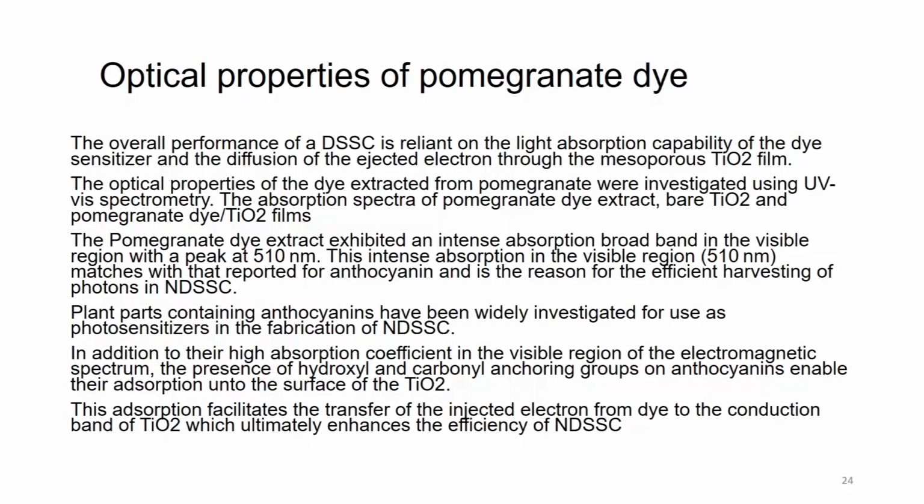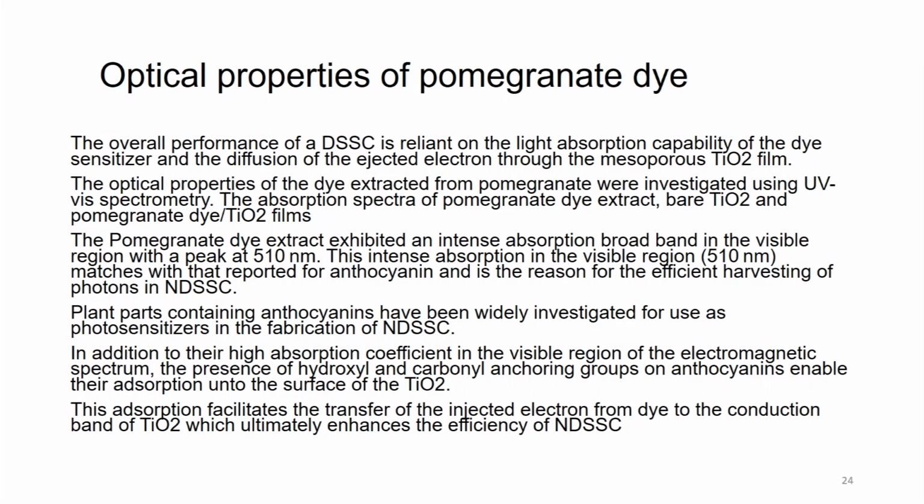The optical properties of pomegranate have to be very good in order to be a good absorbent. The overall performance of a DSSC is reliant on the light absorption capability of the dye sensitizer and the diffusion of the ejected electron through the mesoporous titanium dioxide film. The optical properties of dye extracted from pomegranate were investigated using UV-Vis spectrometry. The absorption spectra of pomegranate dye extract, bare TiO2, and pomegranate dye on TiO2 were just shown to you. The pomegranate dye extract exhibited an intense absorption broadband in the visible region at a peak of 510 nanometer.